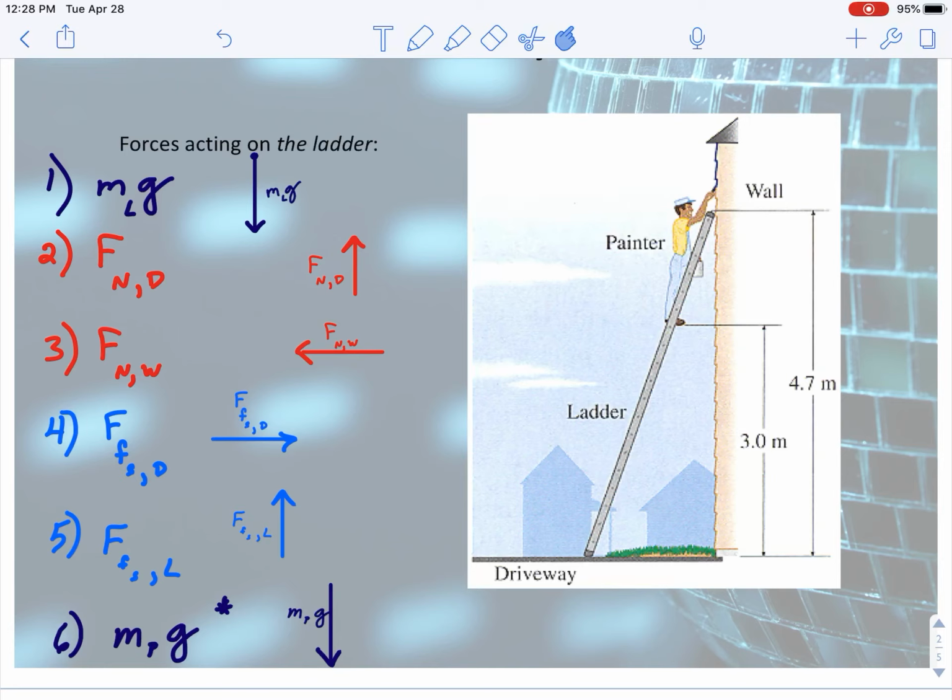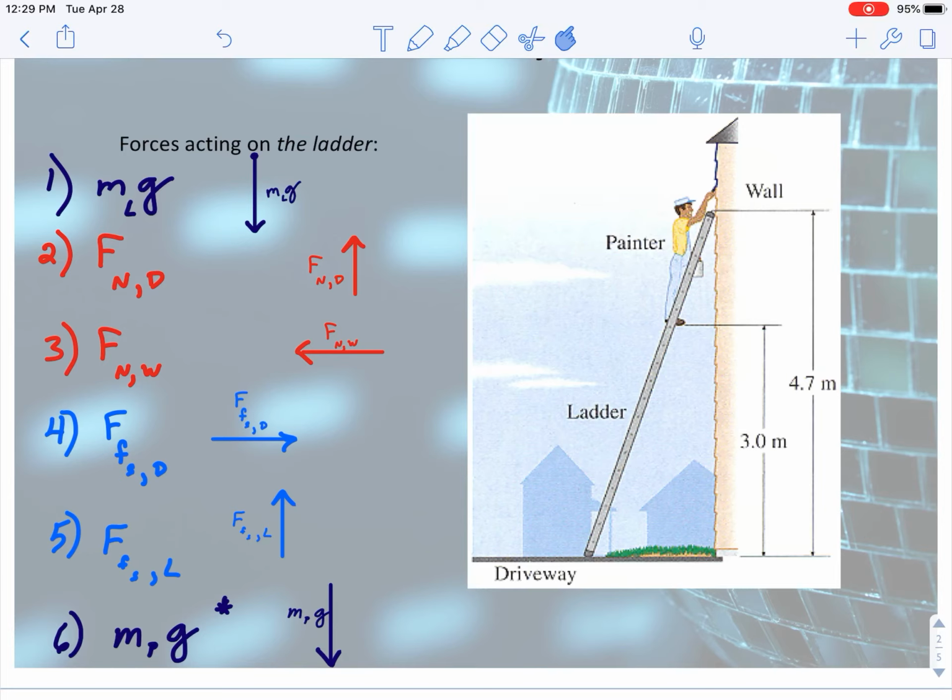Next, we look at friction forces. There are 2 static friction forces that are acting on the ladder, since we are assuming that this ladder is not sliding. First, there is the static friction force between the driveway and the ladder. Since the ladder would naturally want to slide to the left if there was no friction, we can assume that the static friction force is going to be pointed to the right. I have called this static friction force, comma, D for driveway.